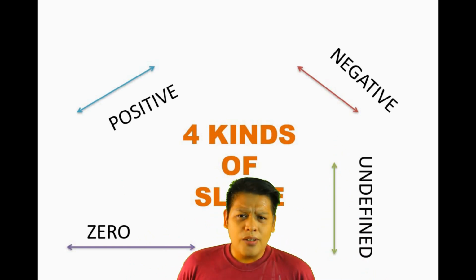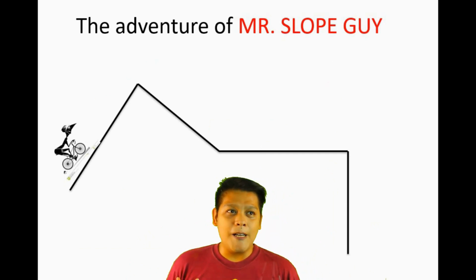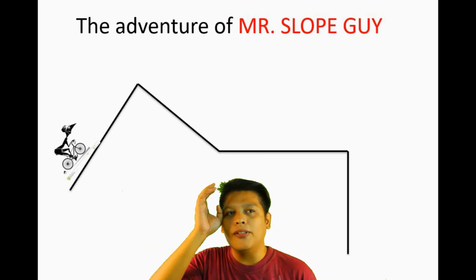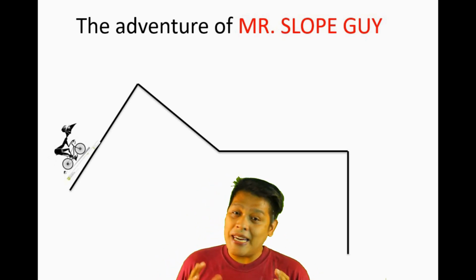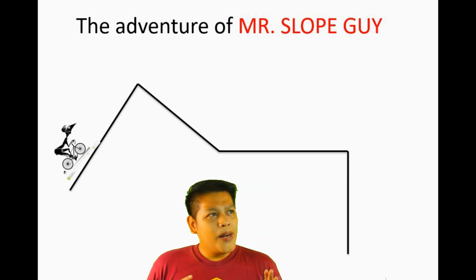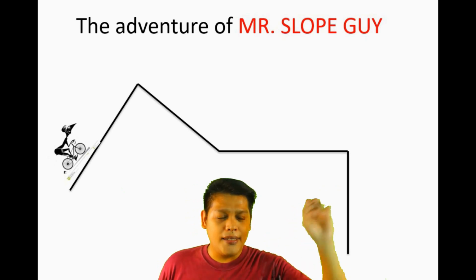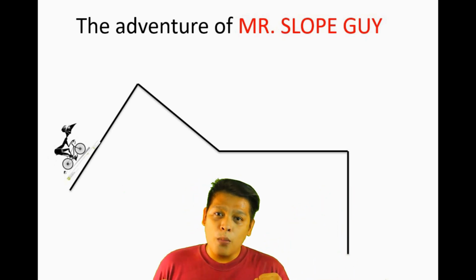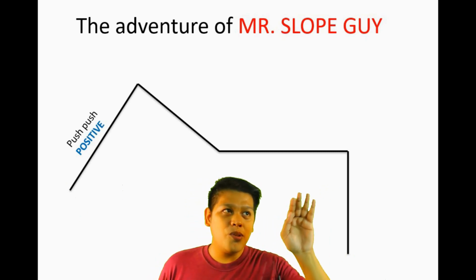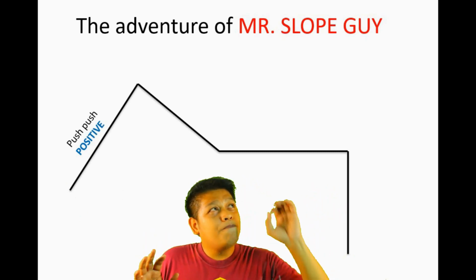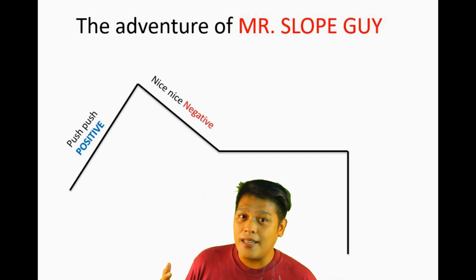So, para maintindihan ninyo nang mas maganda, meron tayong example, si Mr. Slope Guy, magaling mag-bike. When Mr. Slope Guy is going uphill, pataas, ang sinasabi niya is push, positive. Pataas siya, push, positive. And then pag pababa naman siya, nice, negative.